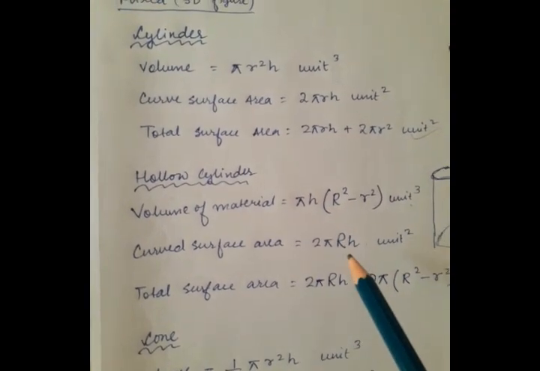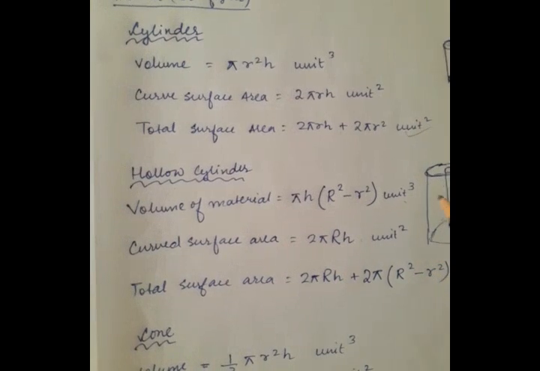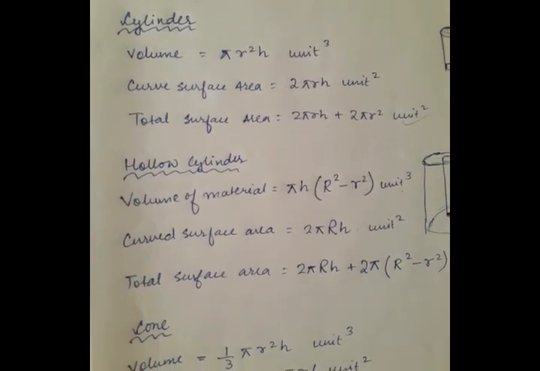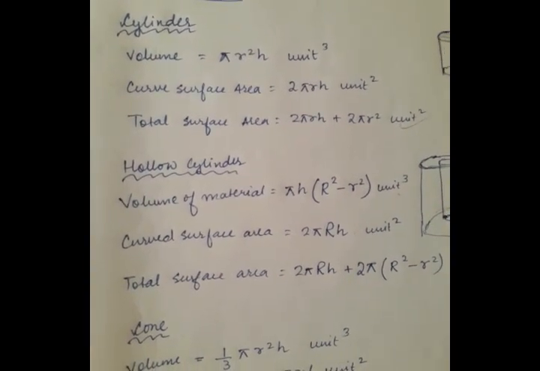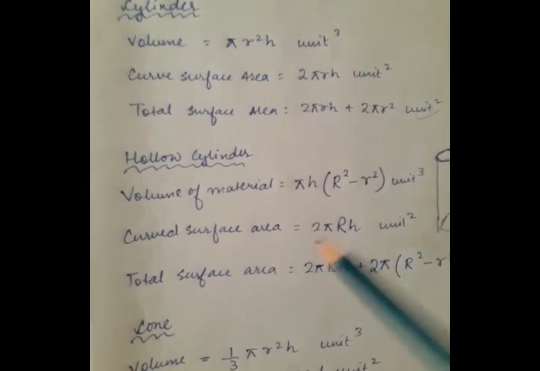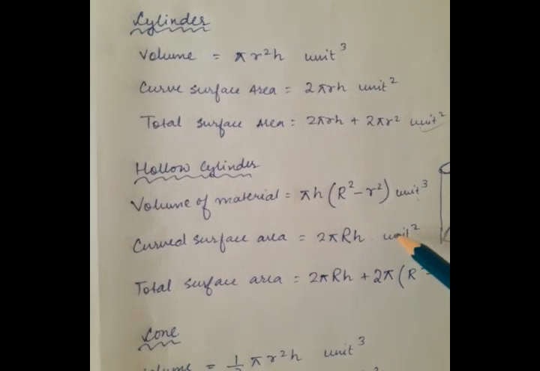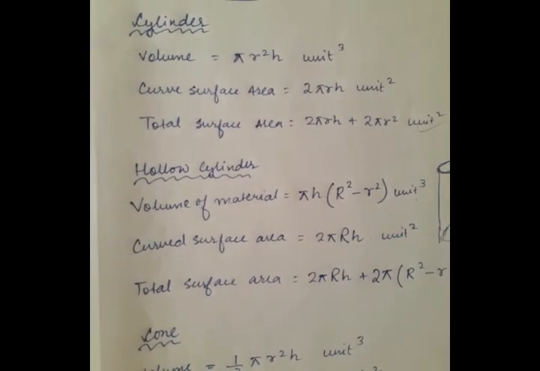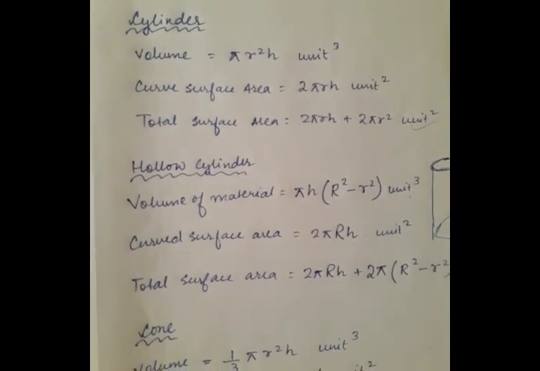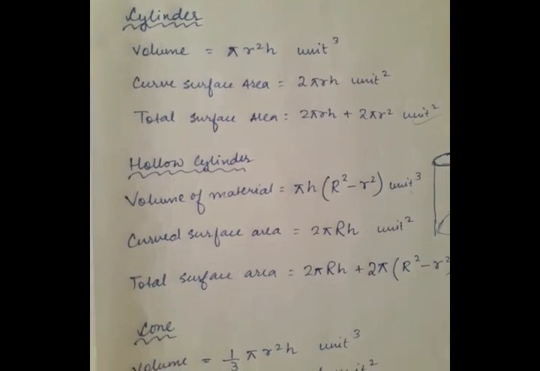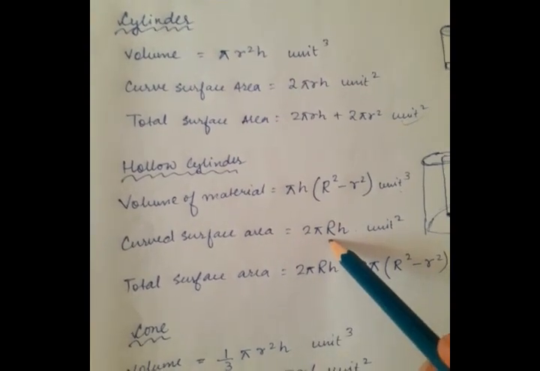The curved surface area, always remember, is always this one. The curved surface area of the bigger cylinder is always the curved surface area of this hollow cylinder. Always remember, because we are not supposed to find the inner one. The curved surface area is 2 pi big R h.